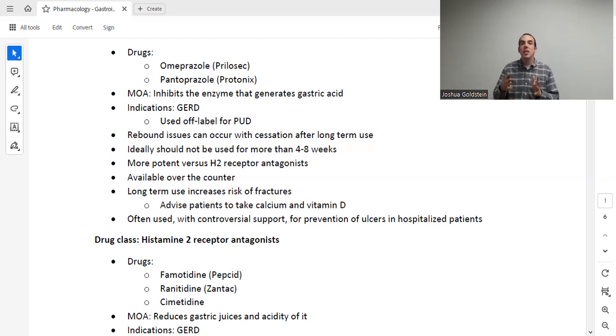So if a patient is prescribed this, they should be educated not to take it long term. However, you likely know many people that are taking this long term that have been taking this for years. At the end of the day, that does happen. A lot of patients are taking this long term. We have to just monitor it.